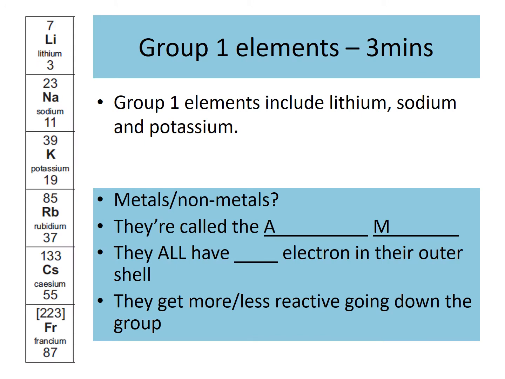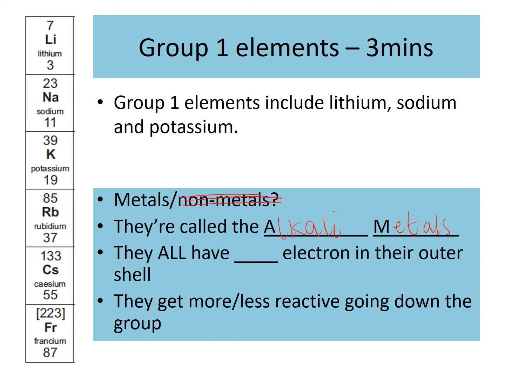So to start off with, let's remind ourselves what group 1 elements are. So you can see that I've put a picture there of all the different elements that are in group 1. So they include lithium, sodium, potassium, rubidium, cesium, and francium. And we know from what we've done previously that group 1 elements are metals. So we're just going to write out that they are metals. They are called alkali metals. That is the special name given for group 1 metals.